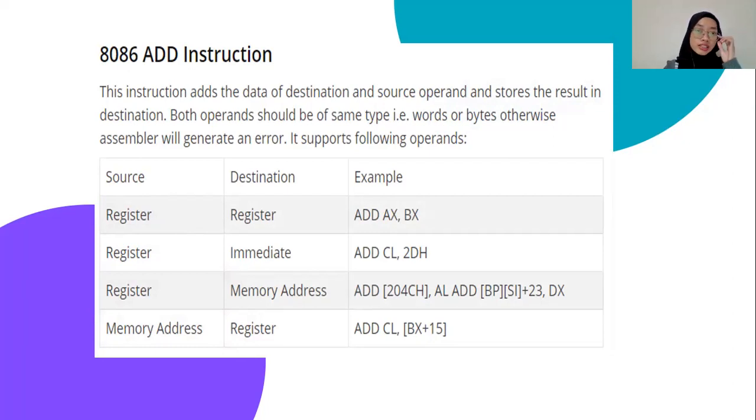So if the sum of two operands exceeds the size of the destination operand, then it would set the carry flag to 1. The ADD instruction can affect AF, CF, OF, PF, SF, and ZF. Depending on the result, if the result is 0, then ZF equals 1. A negative result sets SF equals to 1.